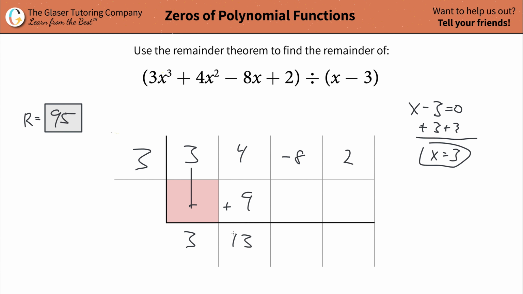Then you're going to take this value, still multiply it by that outside value, so that should be 39. Plug it into the next adjacent cell, and add that on up. So when you add this on up, that should be a positive 31. Then you're going to take 31, multiply it by the 3, and that should then be 93. Then you're going to add this on up, and OMG, 95.